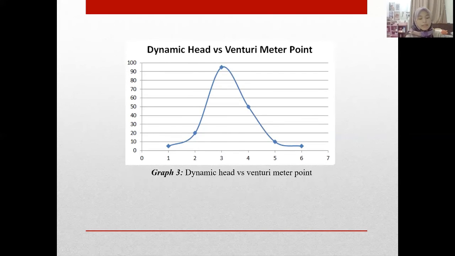Next, graph 3, which is dynamic head versus Venturi meter point. We can see that the graph has a maximum value at 0.3. This is the maximum value, and the value for this point is 95 mm. The graph starts at a value of 5 mm and also has a value of 5 mm at 0.6. So we can see the graph is said to be a normal distribution, although it is in a positively skewed condition.